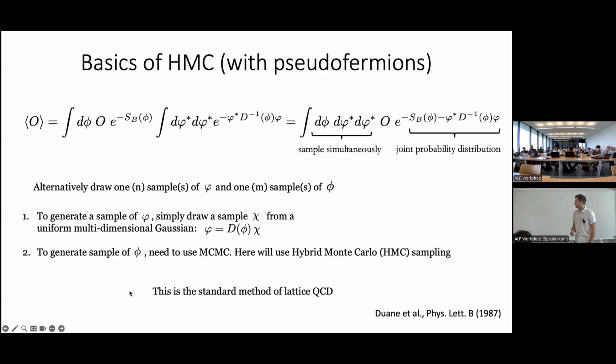Like I said, this is the standard method of choice in lattice QCD, and they have their own tricks that differ substantially from ours. But the basics for them were very successful. So this is the first paper that I think does this, the Duane et al. paper.